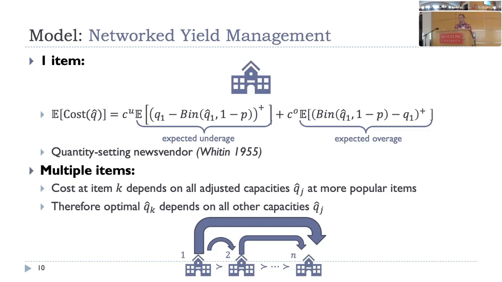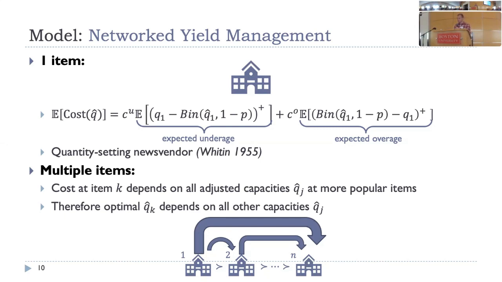You will get something that depends on the critical ratio. I have written it here because it will take too long to show that. And for multiple items, I'm not going to tell you what the cost function looks like. It's more complicated, but I'm going to tell you that the cost of item K depends on all the adjusted capacities at items that are more popular.